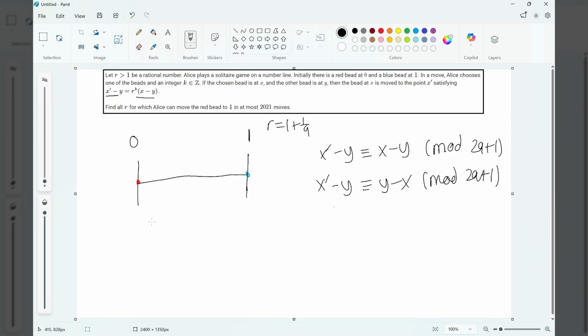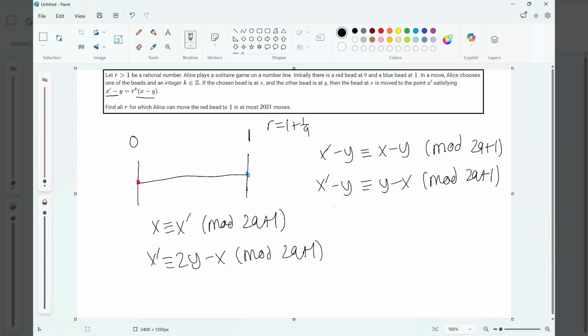In the former case, we have x is equivalent to x prime mod 2q plus 1. And that just doesn't change the position of x modulo 2q plus 1. And in the second case, we get x prime is equivalent to 2y minus x mod 2q plus 1. So either we're keeping one bead fixed, or we are reflecting it across the other bead when working mod 2q plus 1.